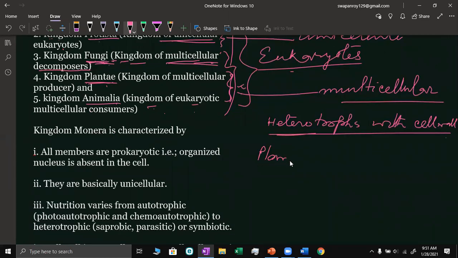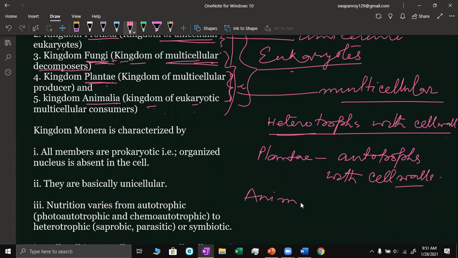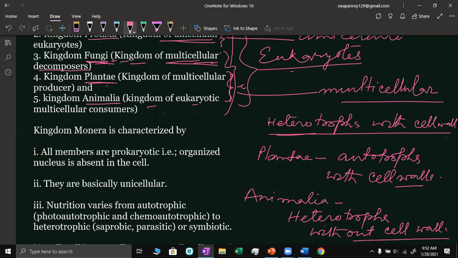Kingdom Plantae is autotrophs with cell wall. And Animalia are heterotrophs without cell wall. So this way, this has been classified.